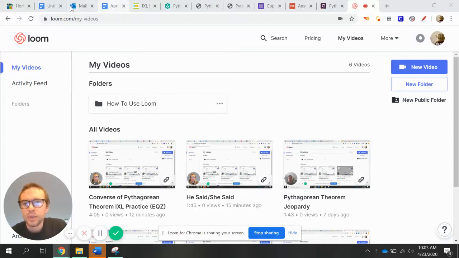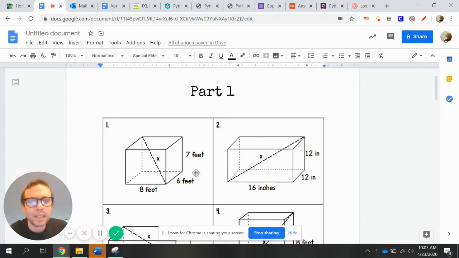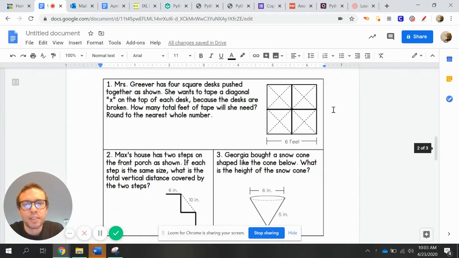We are now going to look at the Pythagorean theorem, but look at it with 3D objects, other figures, word problems, and try to make it a little bit more challenging. So we're still going to be looking at the Pythagorean theorem this week, but let's make it a little bit more challenging. So here I have two parts.